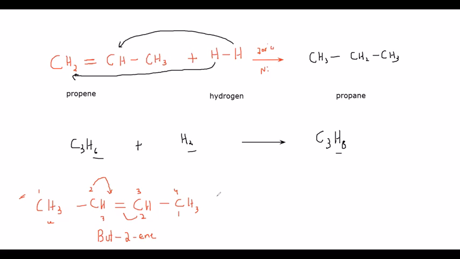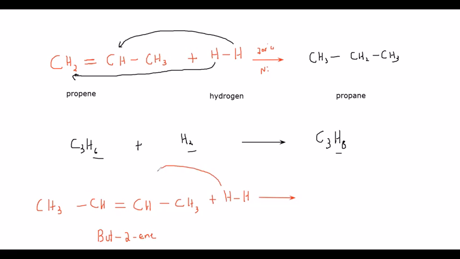If it reacts with hydrogen, hydrogen is H2. Sir, the 2 is for the position of the double bond? Yeah, position of a double bond. So it's butene because the double bond is with the second carbon, reacted with hydrogen.